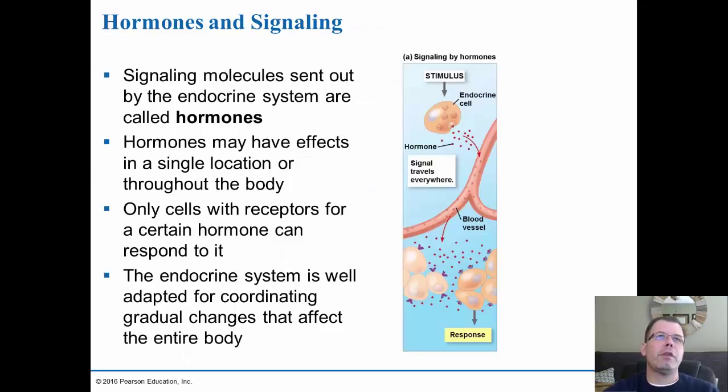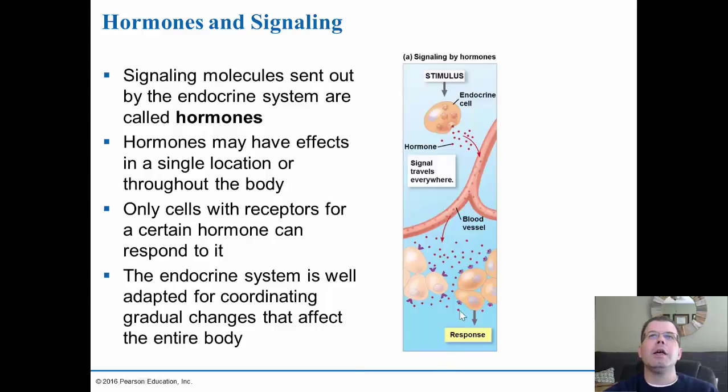Now, hormones and signaling. Again, the signaling molecules of the endocrine system are chemicals called hormones. They have effect either in a single location or throughout the body. But the biggest thing is they need the receptors. The receptors are going to play a huge role in whether or not the endocrine signal is actually going to be seen. You have to have receptors to understand the signal. Otherwise, it gets ignored.